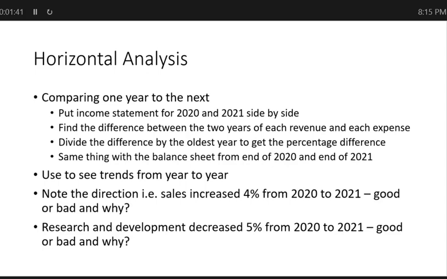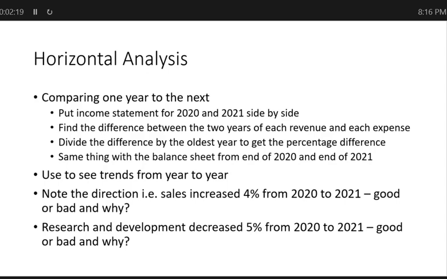So first thing we want to talk about is what we call horizontal analysis. Because we generally put financial statements side by side for different years, it's referred to as horizontal analysis because it moves left to right. So we're comparing one year to the next. We can put the income statement for 2020 next to the income statement for 2021, next to the income statement for 2022. We can do the same thing with the balance sheet, and the same thing with the cash flow statement.